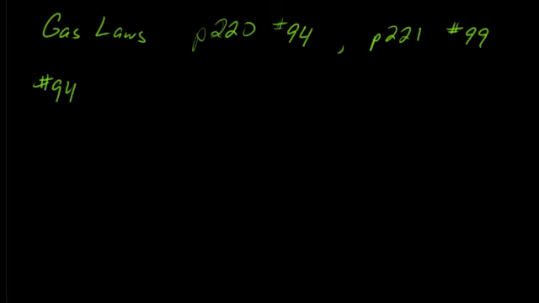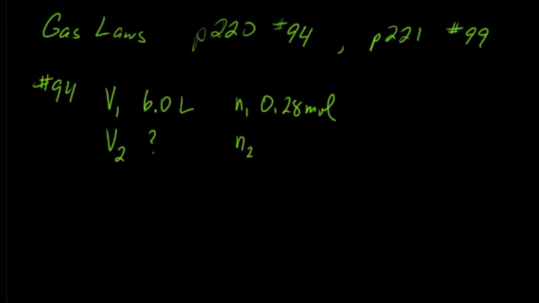let's take stock of what we've been given. We have an initial volume of 6.0 liters, so this is going to be 2 sig figs. He breathes in 0.28 moles of air. When he exhales, we don't know what the volume is. That's what we're looking for, but we're told there remains 0.20 moles of gas. And we're told that temperature and pressure are constant.